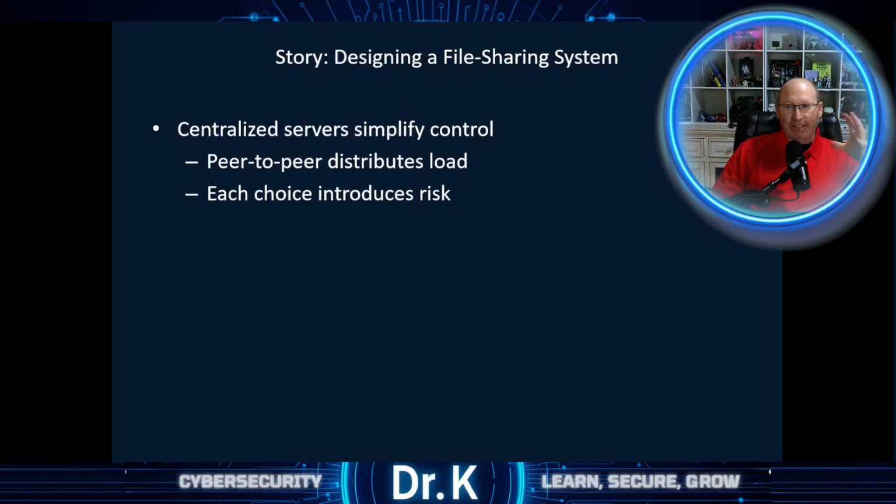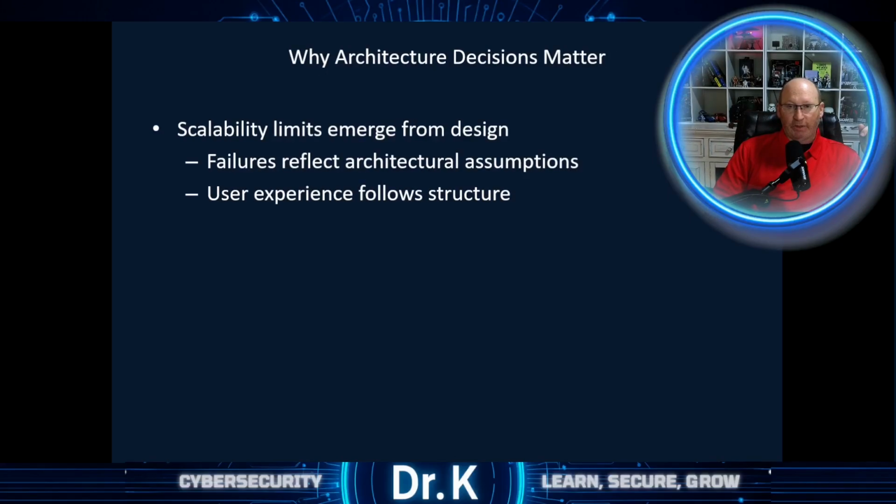All right, imagine a team tasked with designing a global file sharing system. A centralized server model offers visibility and control, but traffic quickly overwhelms that single infrastructure. A peer-to-peer alternative spreads the load across users, reducing infrastructure cost and improving scalability. Yet the same distribution introduces uncertainty, as availability, trust, and performance are now dependent upon users rather than the server. I can't control users, I can't control a server.